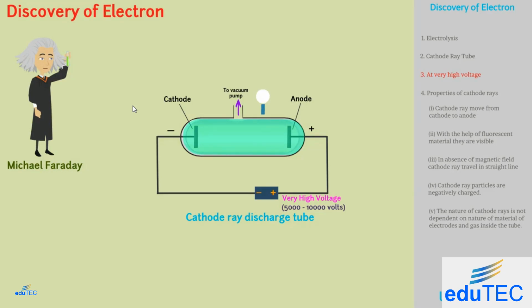On reducing the pressure, the glow is replaced by very faint luminous rays. These are the cathode rays or cathode ray particles. It means that current starts flowing in the gas.